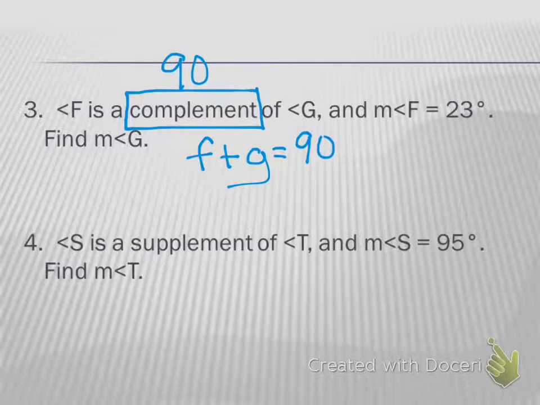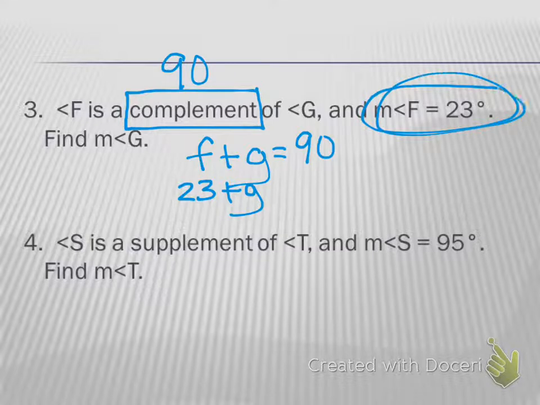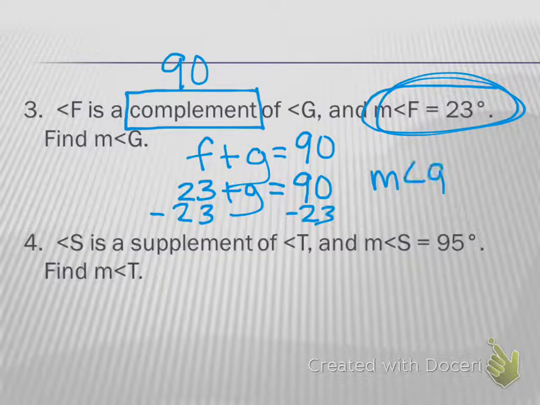Good. Some people prefer writing equations. Some people like to just do these in their head. So I am given the measure of angle F already. It's 23. I'm basically trying to figure out what I would add to 23 to get 90. The way you would do that is just 90 minus 23. What's the measure of angle G have to be? 57. Good.